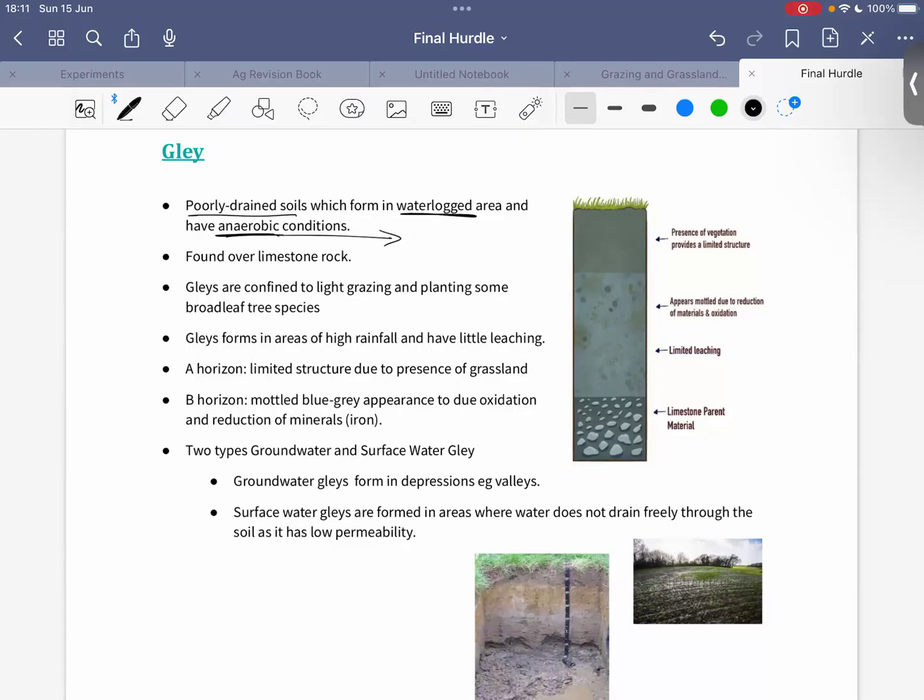Is there anything else they can ask on the soils? No, not really. I won't tell you a word of a lie. Yes, excellent. We're flying it. No oxygen, brilliant.